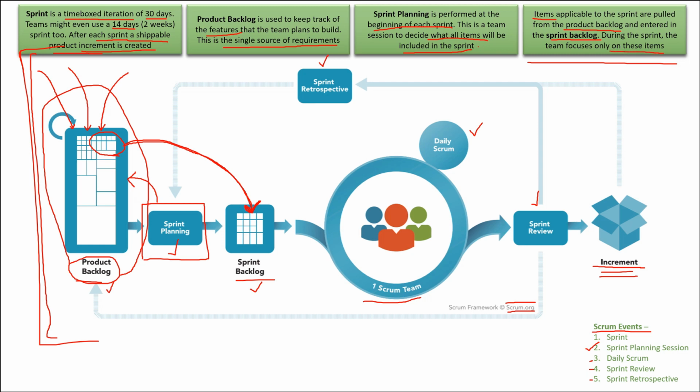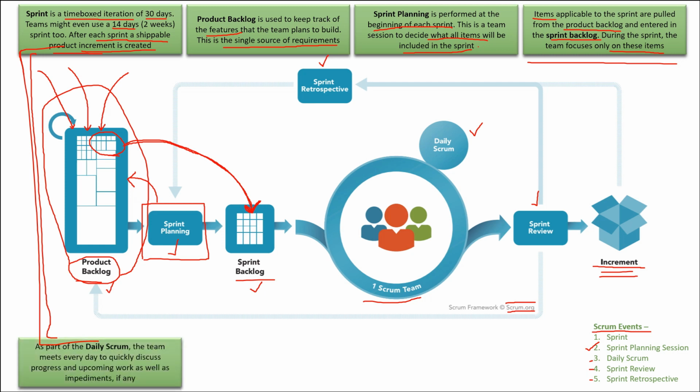As simple as that. So moving on, let's talk about the next item in the list, which is the daily scrum. You see it here, daily scrum in the circle. This is nothing but a daily team meeting. The scrum team meets every single day and they discuss the progress of the sprint and upcoming work, as well as if there are any impediments that of course the scrum master can help resolve or help remove. So that's what the daily scrum team meeting is all about.